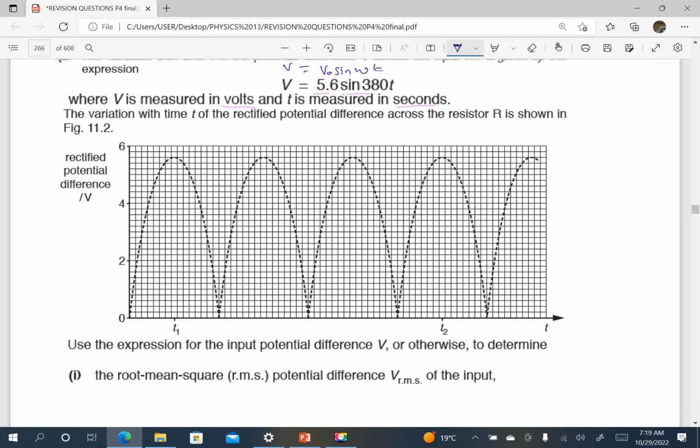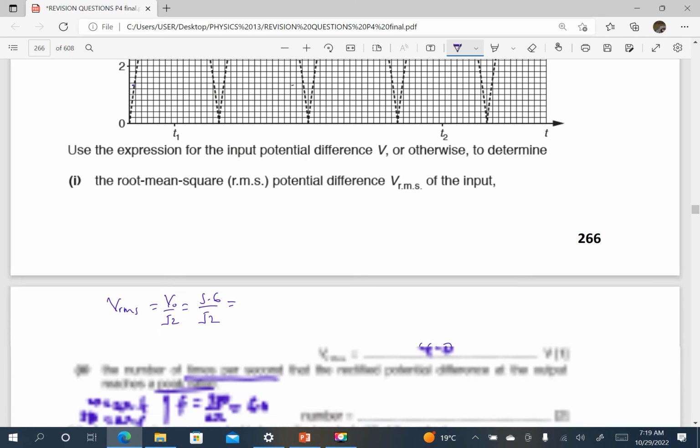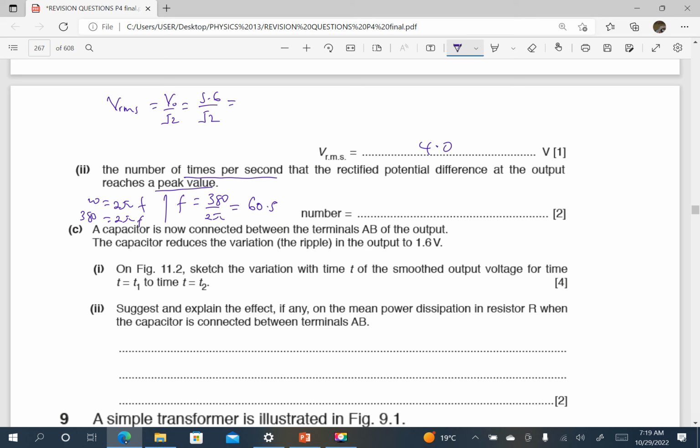So note that in every one cycle, the rectified voltage reaches a peak twice. This one and this one, this is one cycle, but it is reaching the peak twice. Therefore, the number of times required here is going to be twice the frequency, because in every one cycle, the rectified potential reaches the peak twice. And frequency is just the number of cycles.